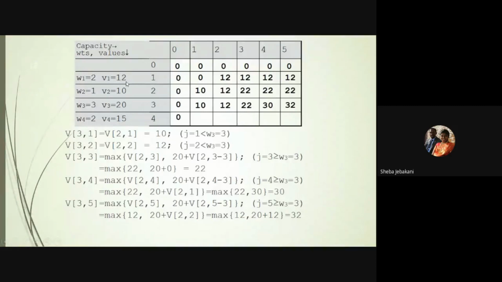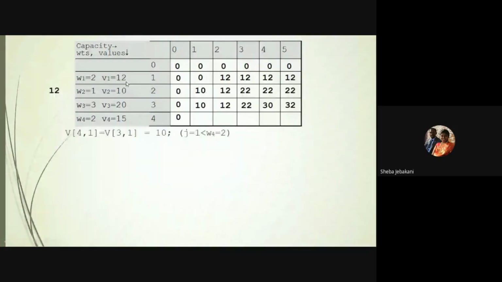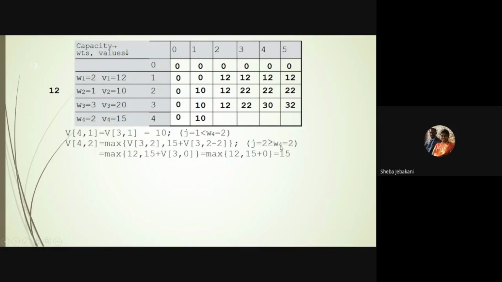Then if I take the next one, 4 comma 1, I have all 4 objects, but I have only 1 as the capacity, meaning it will be only this object that is chosen. So it will remain 10. When it is 2, then I can now either choose this or this. So between 12 and 15, it will find 15 as the maximum value. So it will choose that as the maximum value now. Till here it was 12. Now it became 15.